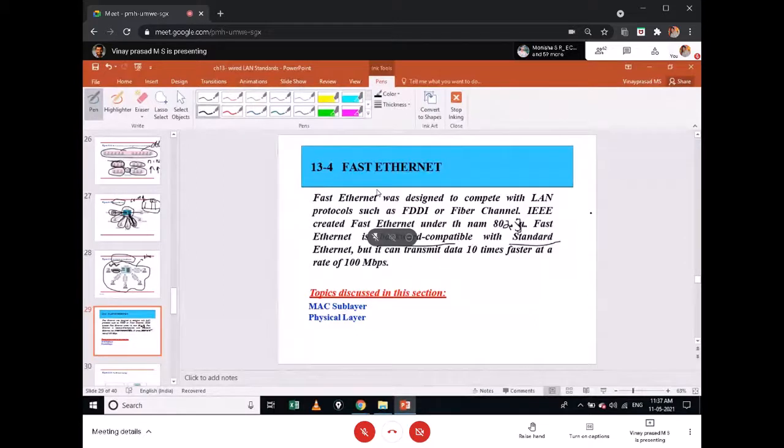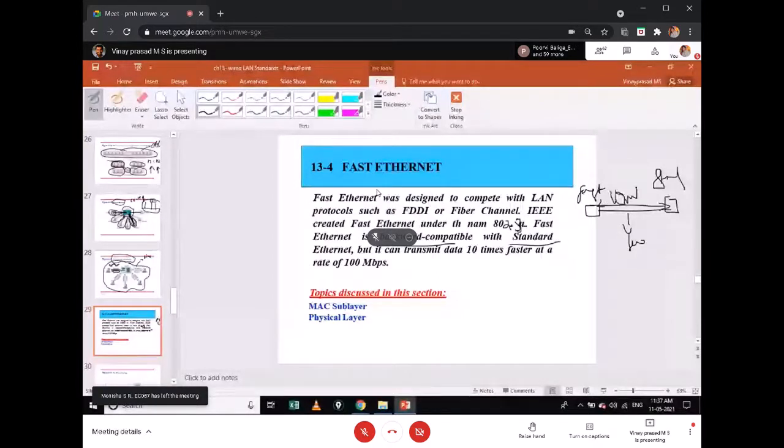If one port is a Fast Ethernet standard and another port is of the standard Ethernet, or it might also have Fast Ethernet, both will negotiate themselves. There will be auto negotiation between them, and they will fix to a data rate of around 10 Mbps. But it can transmit data 10 times faster than what standard Ethernet provides.